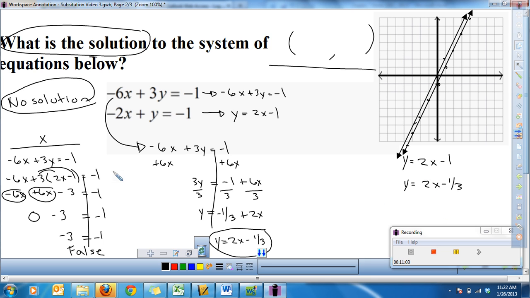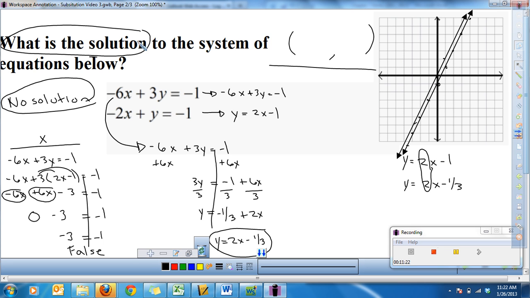The easy way for you to check that, if you are solving for x or y and you end up getting something like -3 equals -1, is to go ahead and rearrange your other equation. Once you rearrange them, if they share the same slope, these two equations both share the slope 2x. That is a way to confirm that the solution is no solution.